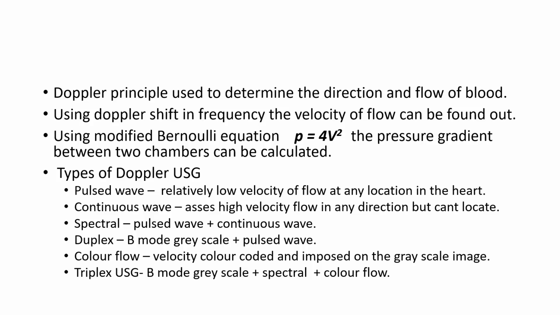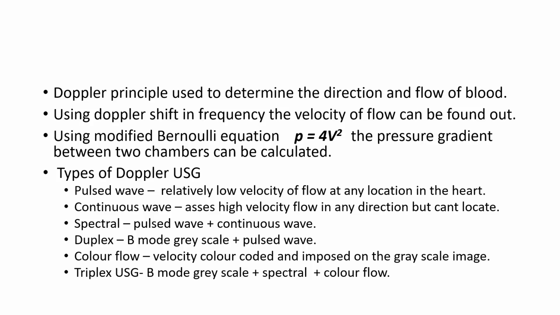There are different types of Doppler USG, such as the pulsed wave, which is used for relatively low flow velocity, and it can be used to detect flow in any location of the heart. Whereas the continuous wave Doppler is used to assess high velocity flow in any direction, but it cannot locate precisely. Spectral Doppler is a combination of both pulsed and continuous wave, whereas a duplex scan has a B mode grayscale with a pulsed wave Doppler.